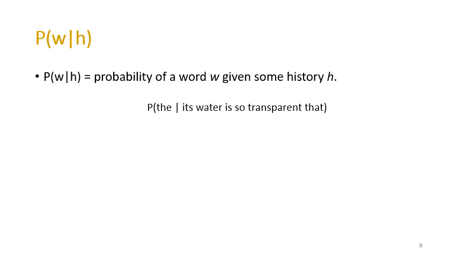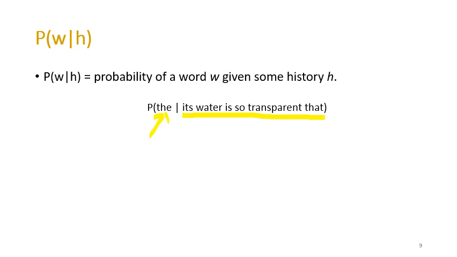Suppose we have seen this sequence of words: "Its water is so transparent that." That is the history. Imagine it's something like what you have typed in the search engine. And then W is the word that we're going to predict, the next word after the history. So here, given the sequence that we have seen, "its water is so transparent that," we are going to ask, what is the probability that the next word would be "the"?